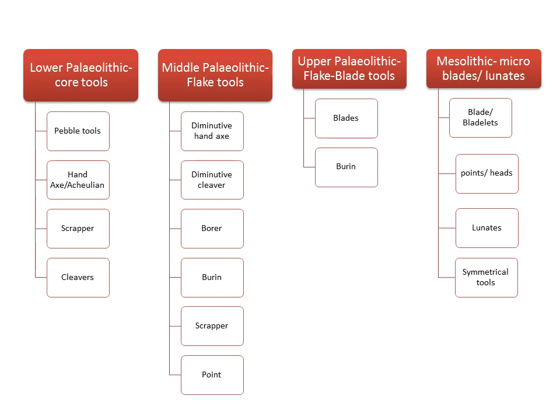So by this, what we understand is there is a clear transformation of technology in the production of tools. That is, from the core tools to flake tools, flake tools to flake based blade tools, and the microliths themselves. So this transformation is very clear from the lower to middle, middle to upper Paleolithic, and the transformation into the Mesolithic period.